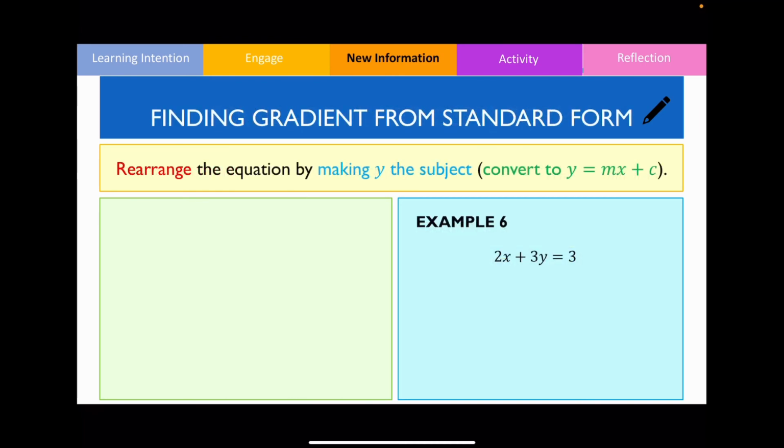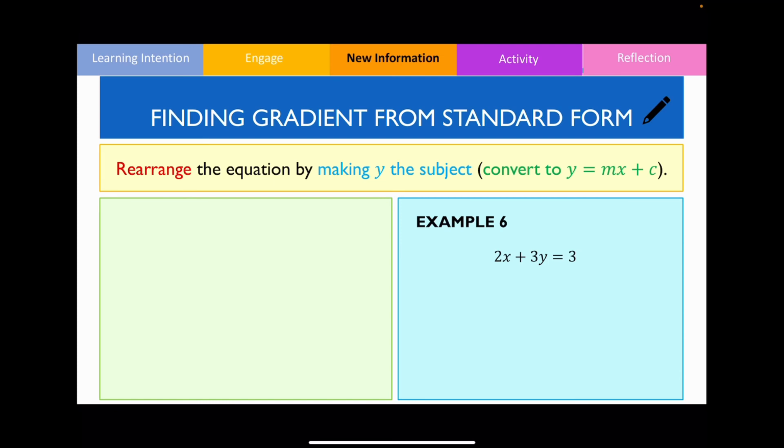This is going to be the second last thing that I'm going to be talking about in this video, so please bear along with me. What I'm going to show you now is how do we actually find out what is the gradient from the standard form. So the way that we do this is we need to actually rearrange the equation to make y the subject. In other words, this essentially means convert the standard form into the slope-intercept form, into y is equal to mx plus c.